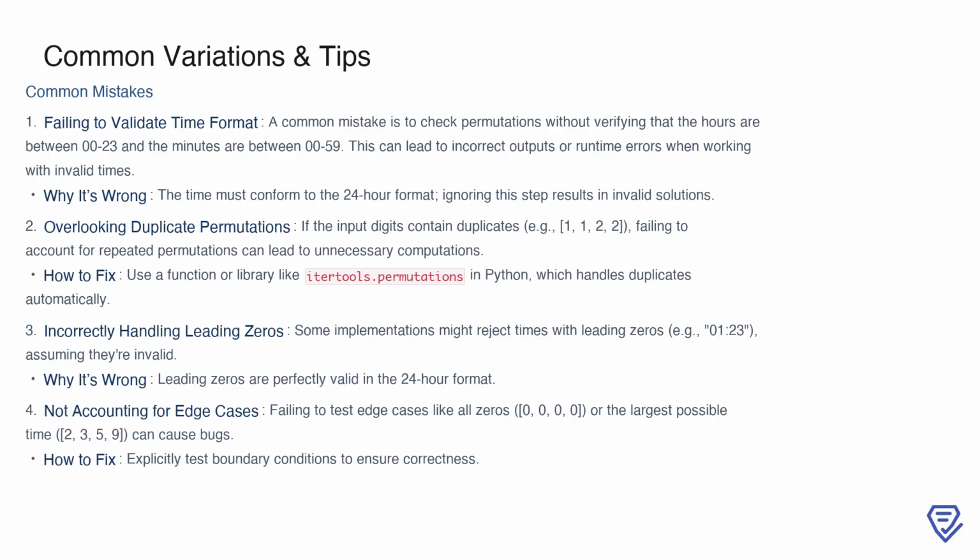Some implementations mistakenly reject times like 01:23, assuming they're invalid, but in the 24-hour format, leading zeros are perfectly acceptable. Lastly, failing to test edge cases, such as all zeros, 0, 0, 0, 0, or the largest valid time, 2, 3, 5, 9, can result in bugs that could have been caught with better testing. By explicitly addressing these boundary conditions, you can ensure your solution is robust.